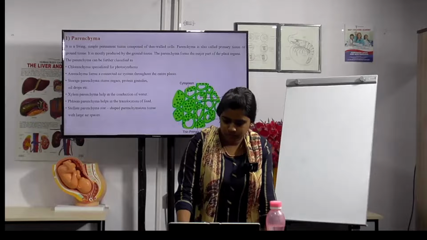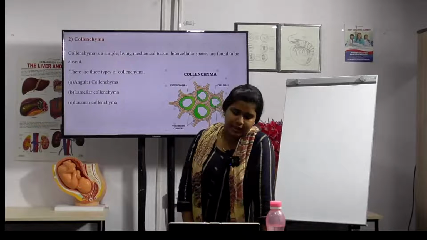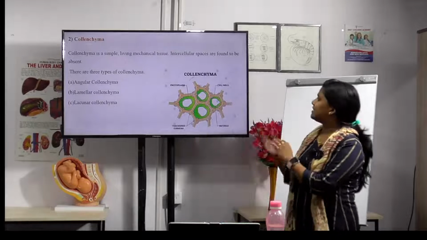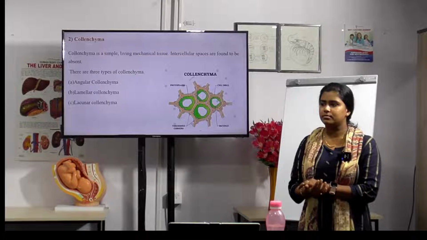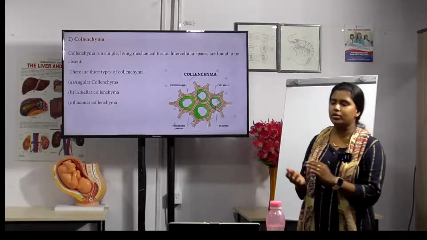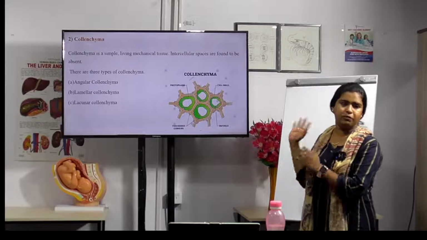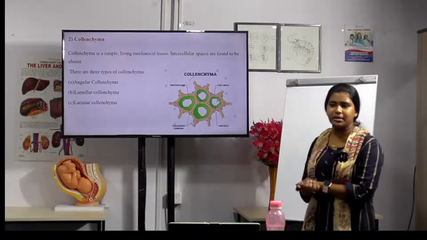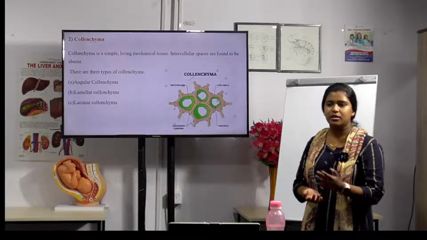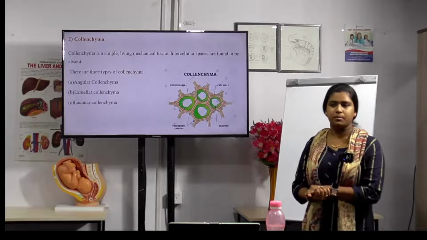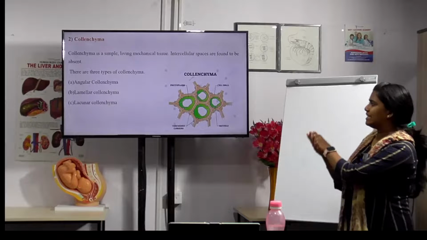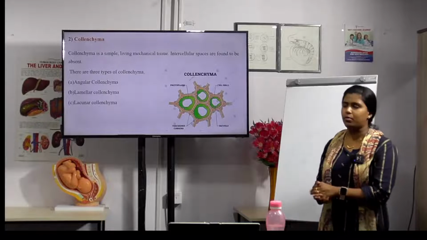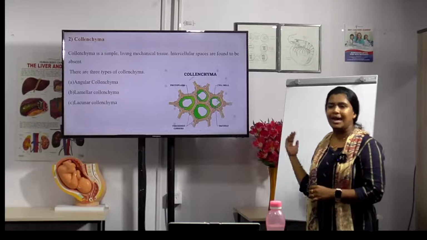Okay, next is collenchyma. Collenchyma is a simple living mechanical tissue. What does mechanical mean? It is a tissue that gives support. Intercellular spaces are not found, but in parenchyma there are so many intercellular spaces, formed by aerenchyma. But here there are no spaces, as you can see. And there are 3 types of collenchyma: angular, lamellar and lacunar.